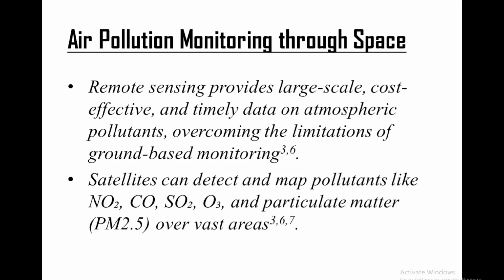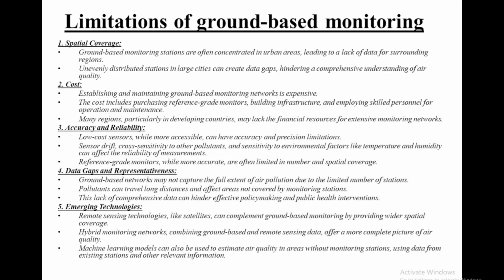Traditional ground sensors, while highly accurate, are often limited in coverage and expensive to maintain. Satellites help overcome these limitations by offering a global perspective and frequent revisit times, making it possible to detect patterns, trends, and anomalies across urban, rural, as well as remote areas.